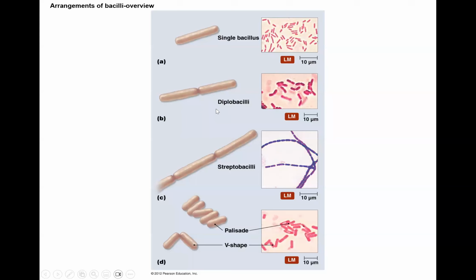All right, same thing for the bacilli. We can see a single bacillus, which would just be that rod shape. We can see diplobacilli, where there are two paired together. Strepto, they're in that chain. And then we can also see this palisade or this V shape as well.